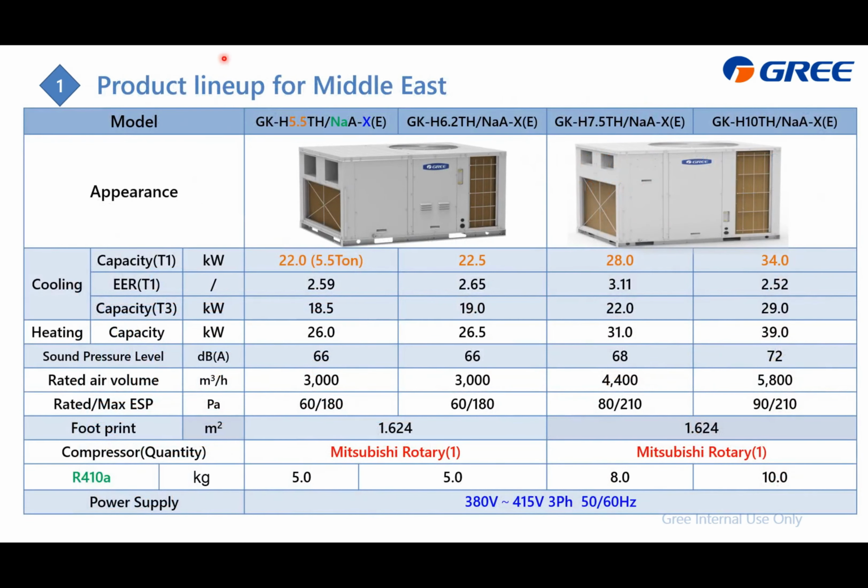This is the product lineup for the Middle East. And here are the models. From this one, you can find that this 5.5 means the cooling capacity in T1 condition. It is in refrigerant ton, or you can change it to kilowatt, which for this case is 22 kilowatt. And this NA means the refrigerant inside is R410A.